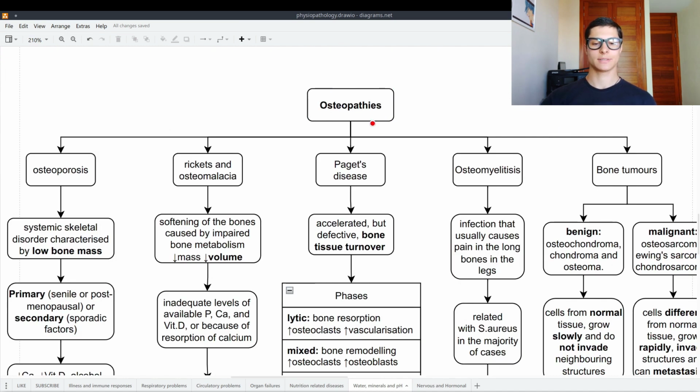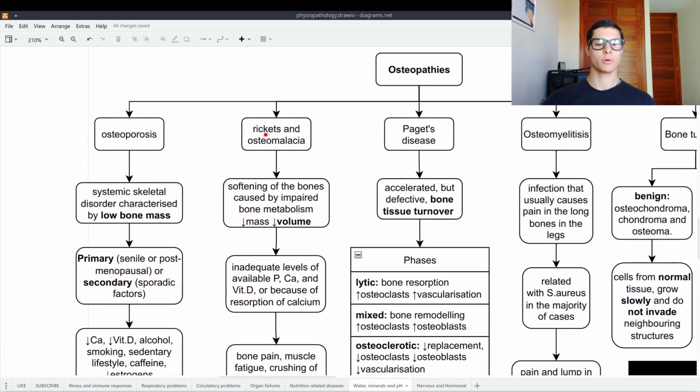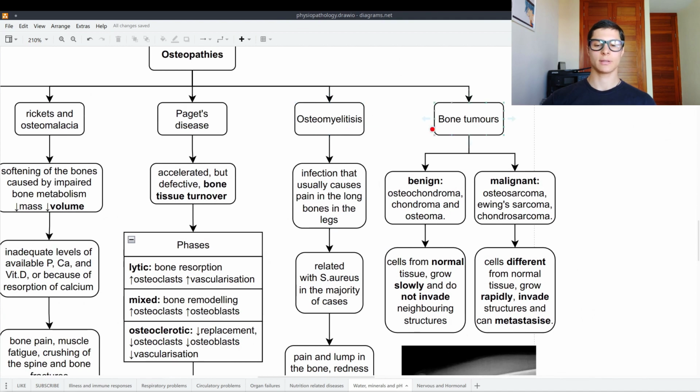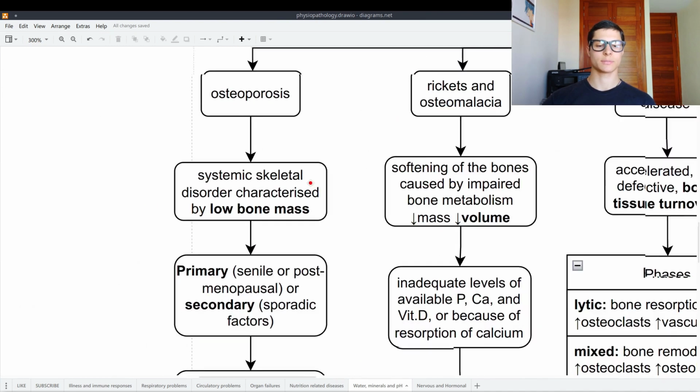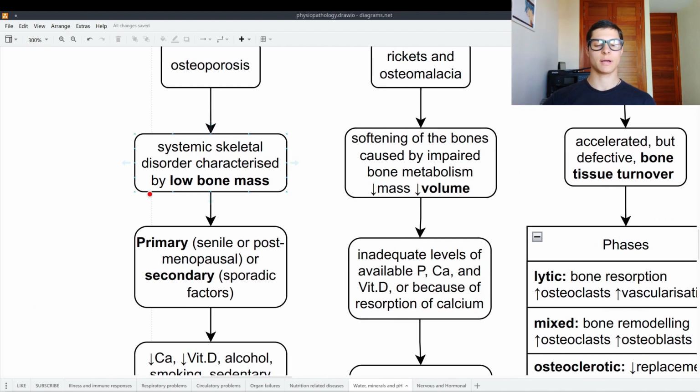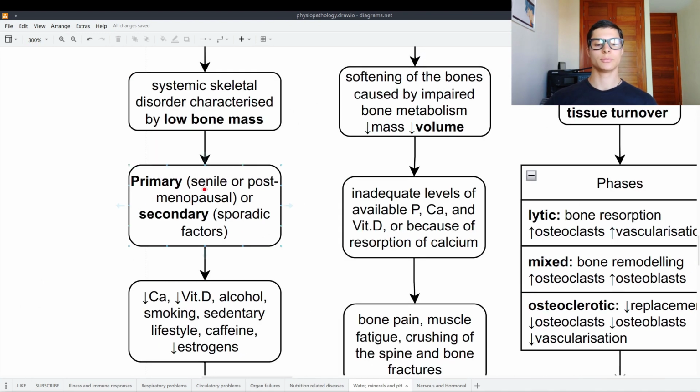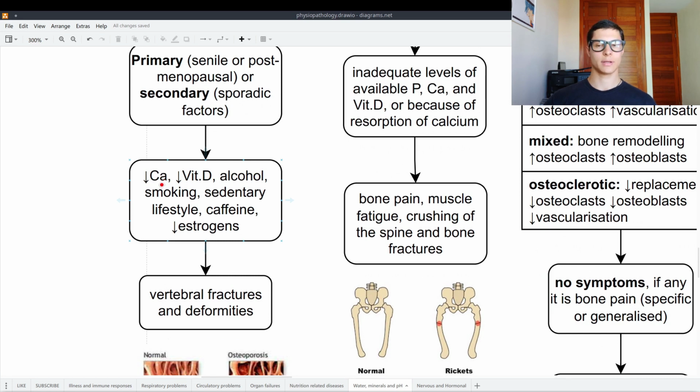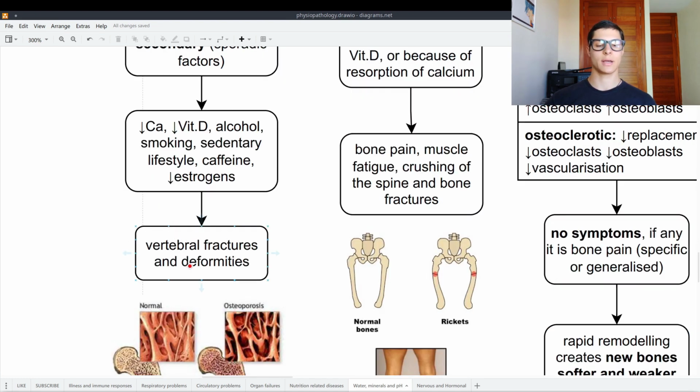Okay, so now let's take a look at osteopathies. We have osteoporosis, rickets and osteomalacia, Paget's disease, as well as osteomyelitis and bone tumors. Let's start with osteoporosis. It's a systemic skeletal disorder characterized by low bone mass. It can be primary due to senile or postmenopausal factors, or secondary due to sporadic factors. It is correlated with lower calcium intake as well as low vitamin D, with consumption of alcohol and smoking, sedentary lifestyle, caffeine, and lower estrogens, especially in women in the postmenopause. It causes vertebral fractures and deformities.